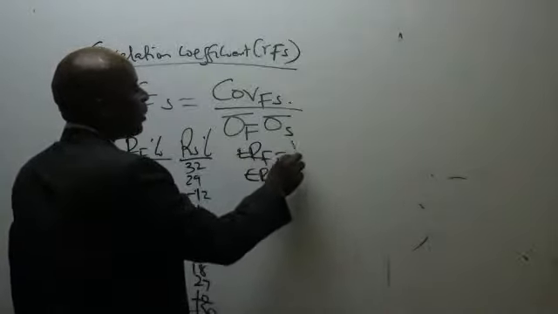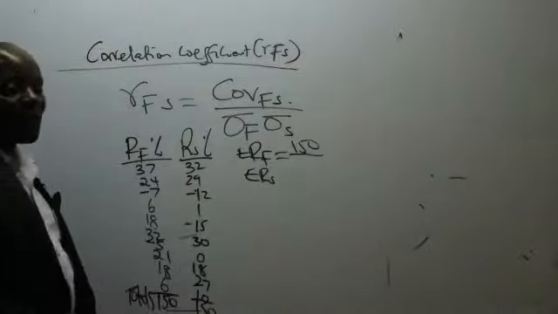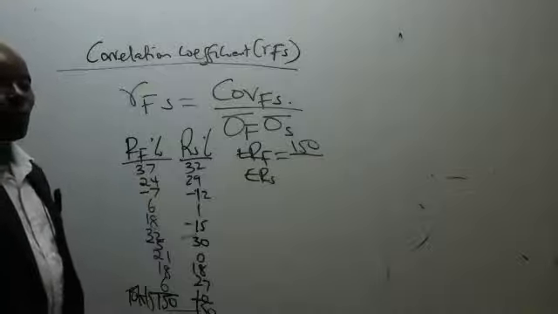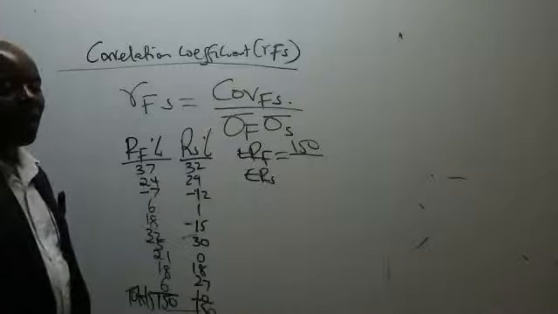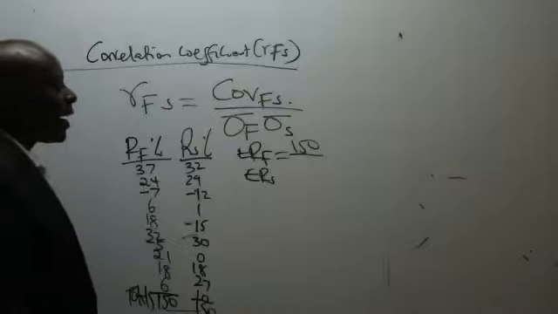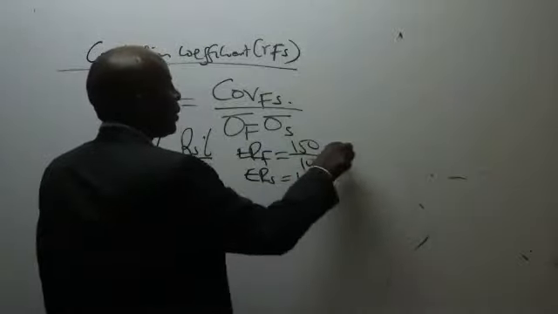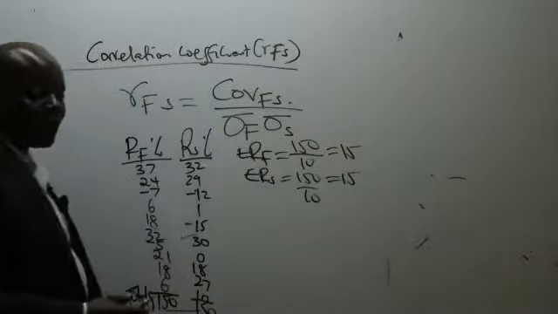So expected return of F, I'll take 150 divided by N. In this particular question, what is our N? Remember, when you're getting expected returns, we don't divide by N minus 1. Expected returns we always divide by N, which I'm being told is 10. In the same case, it would be 150 over 10, which will give us 15. Thank you very much.